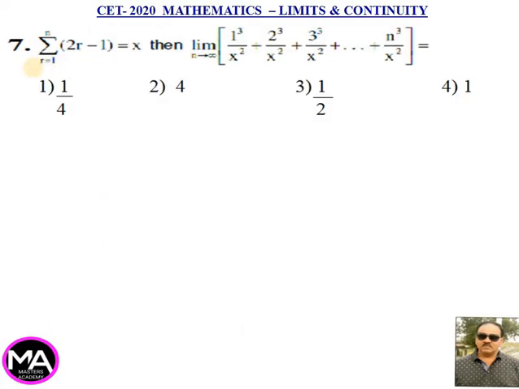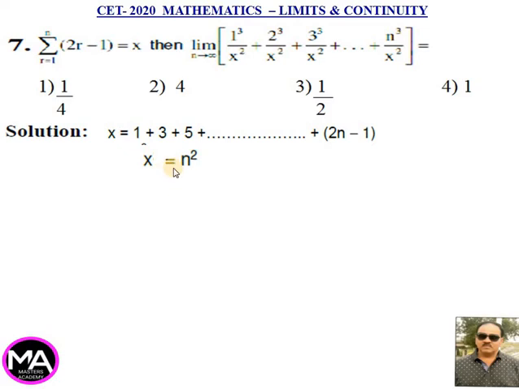Seventh question: if summation r is equal to 1 to n of 2r minus 1 is equal to x, then limit as n tends to infinity of 1 cube divided by x square plus 2 cube by x square plus 3 cube by x square plus so on plus n cube by x square is equal to, 4 options are given. Solution: x is equal to 1 plus 3 plus 5 plus so on plus 2n minus 1, so x is equal to n square. Squaring on both sides, x square is equal to n to the power 4.